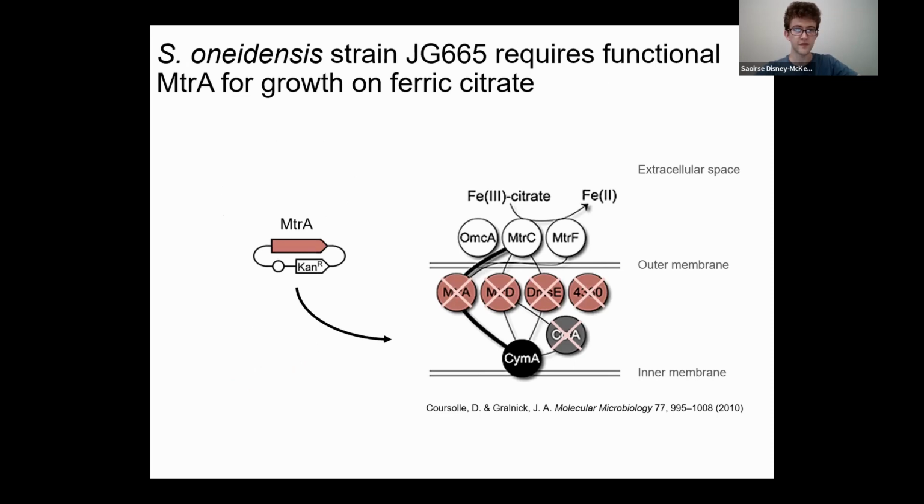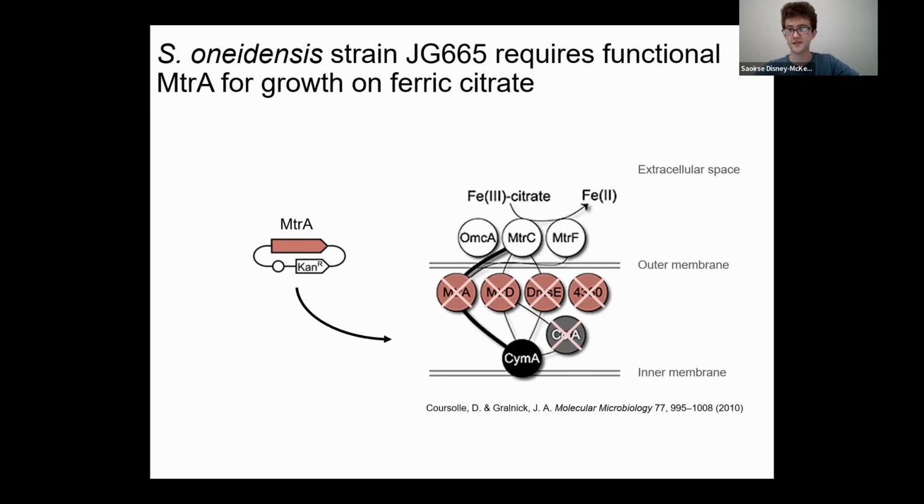So, for example, strain JG665, which we used throughout this study, requires addition of functional MtrA for growth on ferric citrate under anaerobic conditions. So if there's lactate or some oxidizable carbon source in the medium, Shewanella cannot put the electrons from it anywhere if it does not have MtrA, or there's some alternative electron acceptor.